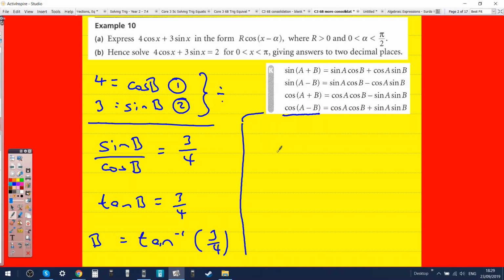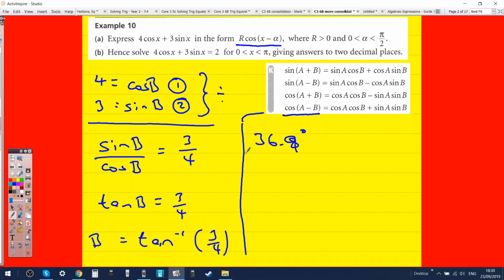So 5 cos x plus minus, and I need to solve arctan 3 over 4, which is 36.87, so about 36.9 degrees. And in terms of the way they wanted it, what is the final answer? So this is minus 36.9. Would that be too small? So that's too small, yeah.